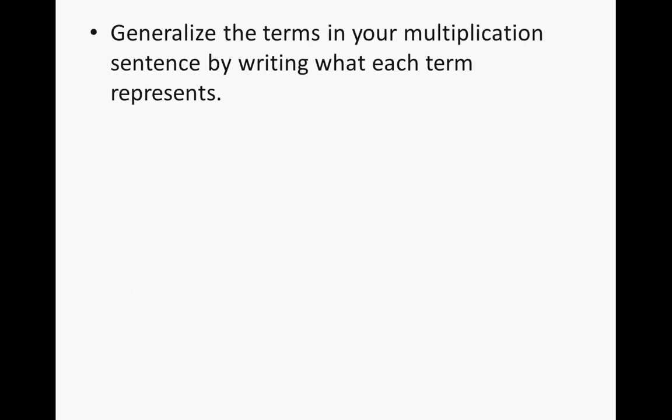So generalize the terms in your multiplication sentence by writing what each term represents. Now replace each one of those letters with something, a word that each of those values can be represented by. Well, it would look something like this. The part is equal to the percent times the whole.